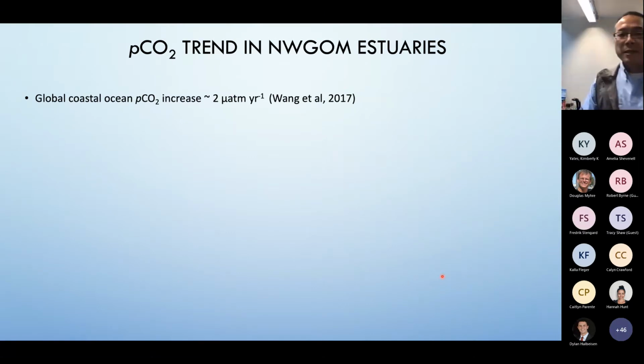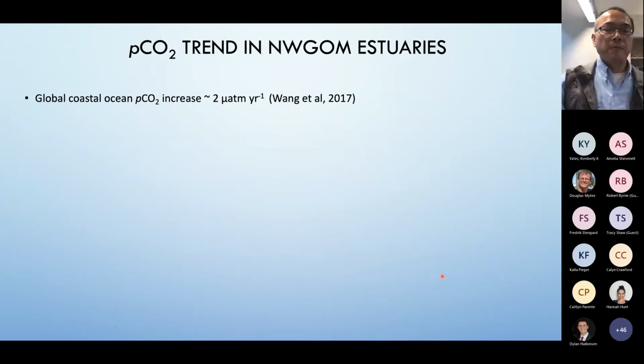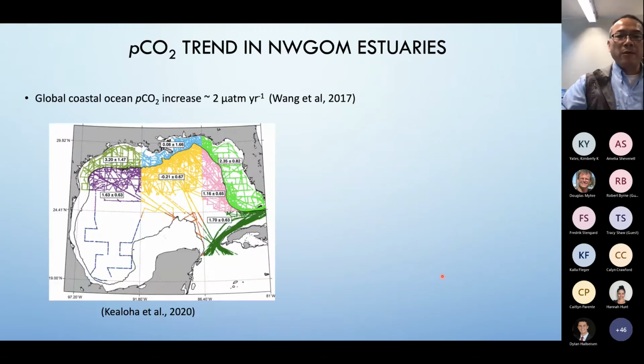Several years ago, one of my students published a paper looking at the global ocean margin CO2 level, and she concluded that over the entire globe, these coastal margins have a PCO2 increase of roughly 2 microatmospheres per year. Recently, a colleague at College Station, Katie Schemberger, her group published a paper. You can see in the coast of Texas there is an increase of 3.2 microatmospheres per year, based on 1996 to 2017 data.